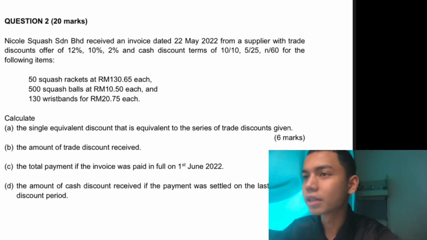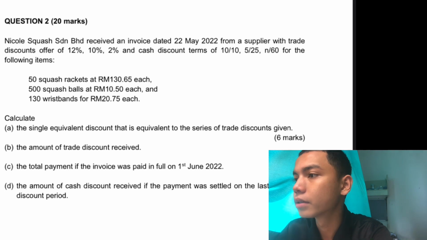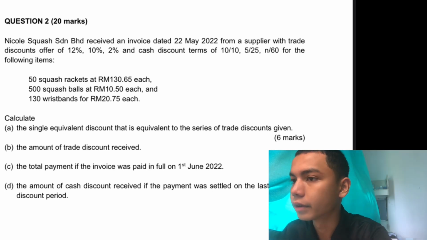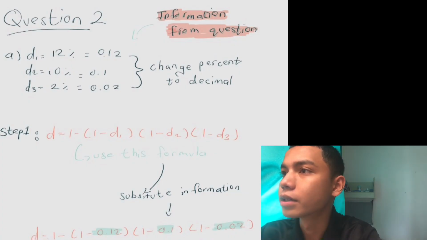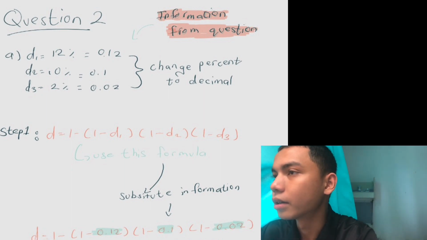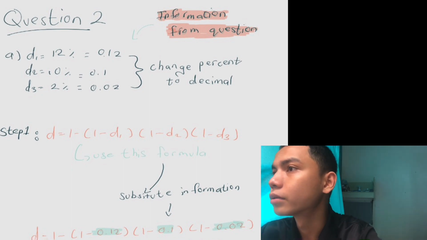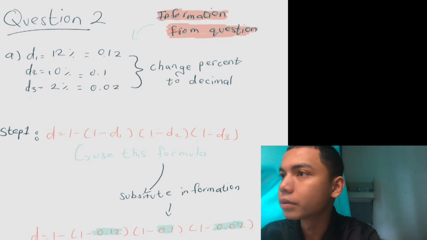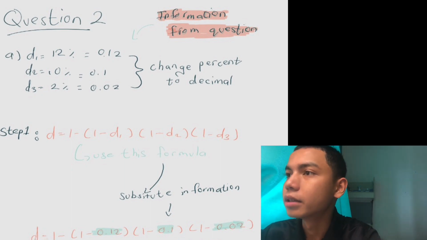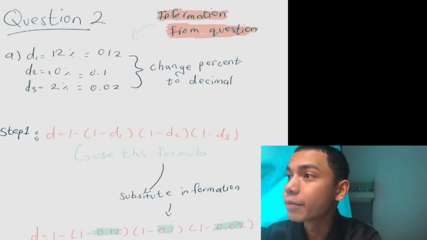Okay, question number 2. Calculate the single equivalent discount that is equivalent to the series of the discount given. Okay, from the question, we need to list down the information. We got the trade discount and there is 3 of trade discount. Trade discount 1, 12%, trade discount 2, 10%, and trade discount 3, 2%. For this equation, we need to change it from percent to decimal.